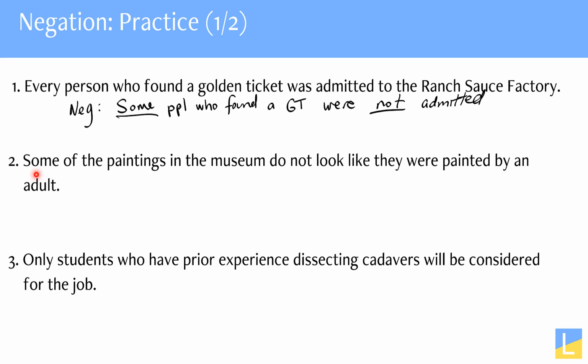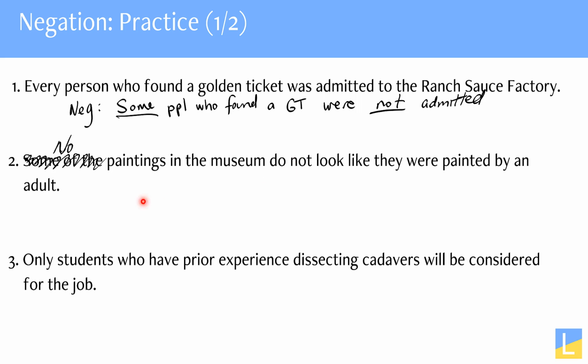Let's take a look at number 2. Some of the paintings in the museum, so in other words, at least one of the paintings in the museum, does not look like it was painted by an adult. Because this statement is quantified by some, to negate some, we just turn the some into none. No paintings in the museum do not look like they were painted by an adult. And here's what the negation looks like. I've scribbled out the some and put a no, but of course, no paintings in the museum do not look like they were painted by an adult is a little bit hard to understand. That's because of the double negative, no and do not.